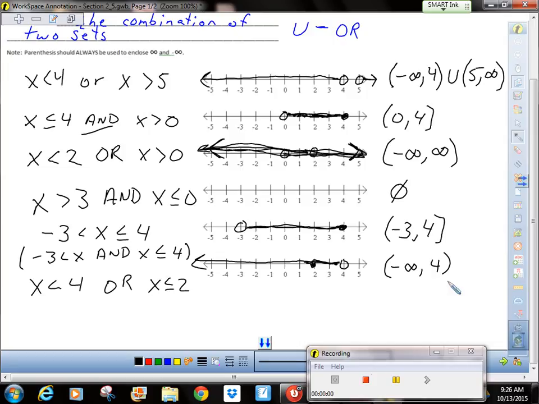Now, we could have done the same thing. We could have said "and" right there. And if we had said "and," we would have only been looking for where the two overlap. Where do those two graphs overlap? At 2 and less, right?